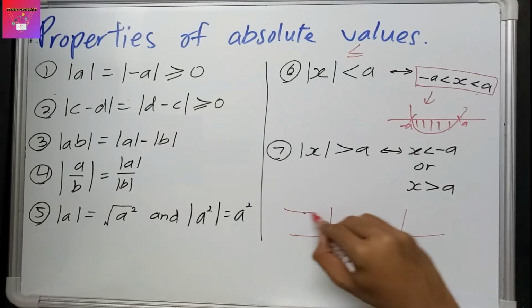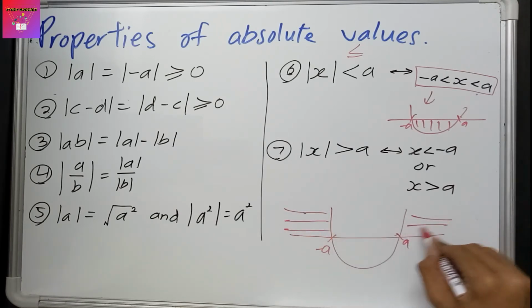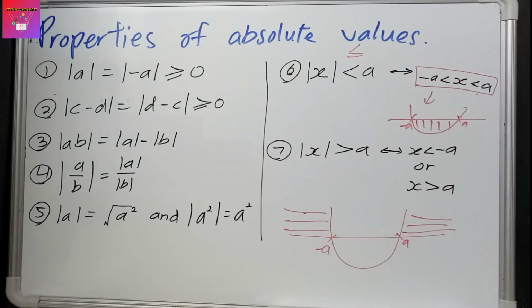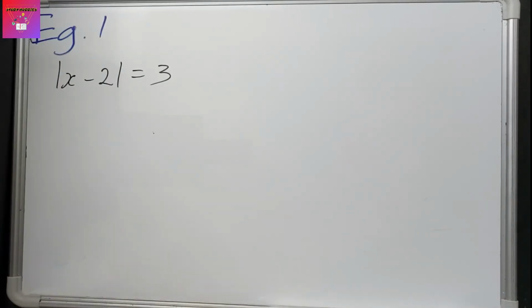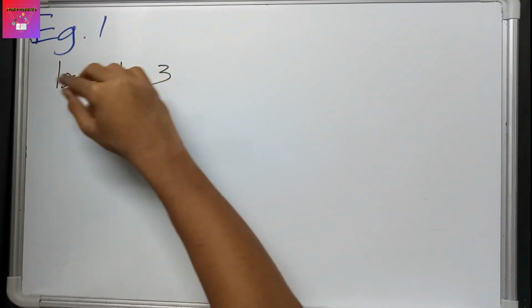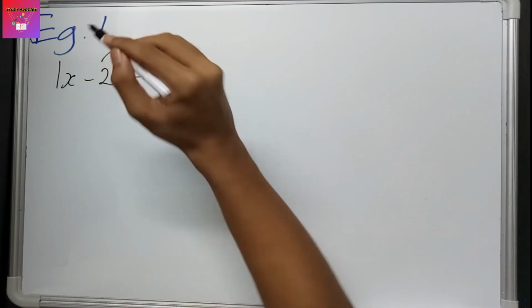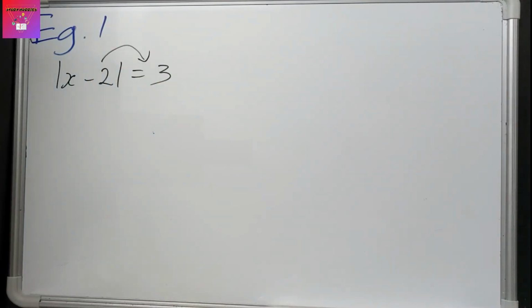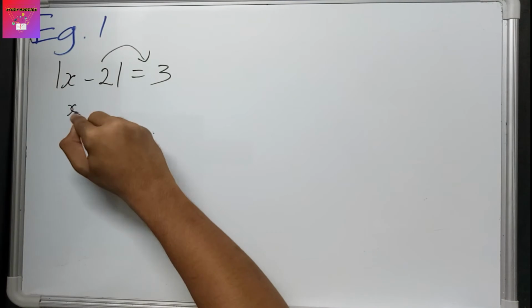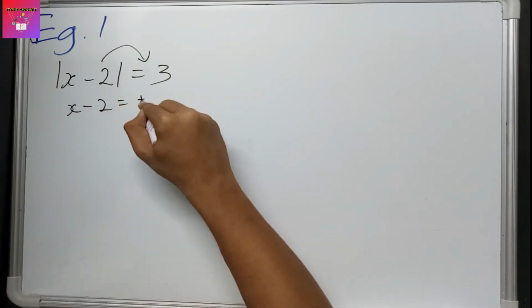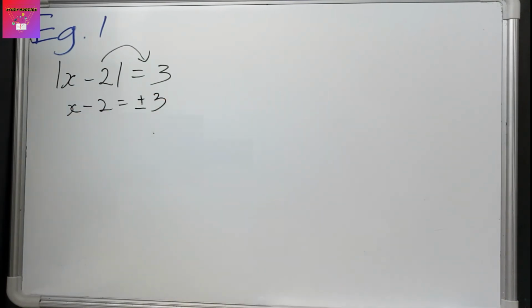Don't worry, to understand absolute values we would have to look at several examples. So let's look at this first example. Modulus of x minus 2 is equal to 3. The first task in this question is that we have to remove this modulus and bring it to the right hand side. When we remove the modulus, it becomes x minus 2 is equal to plus minus 3. So this is how modulus works.